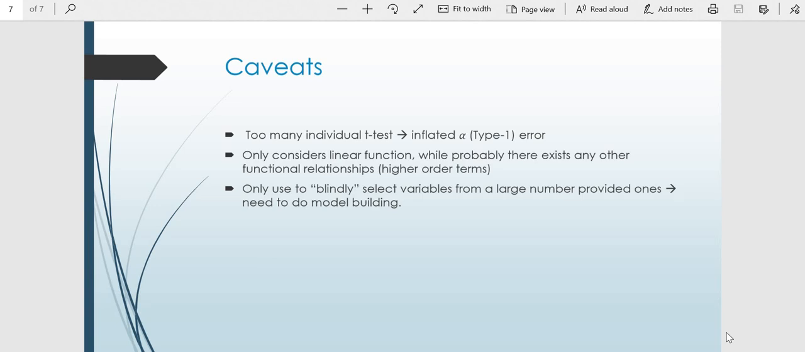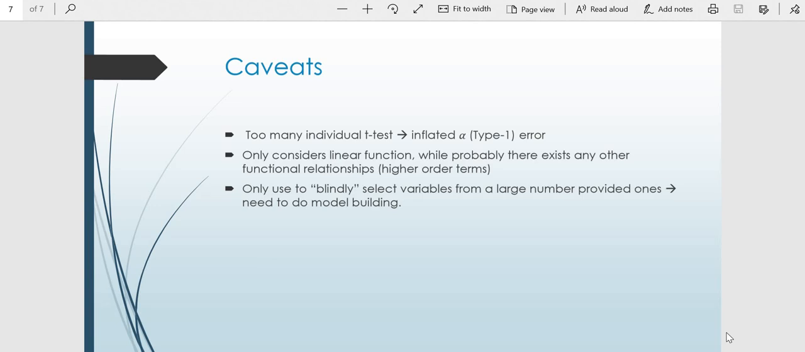stepwise procedure. They are like too many individual t-tests, so it might inflate the alpha or type 1 error, as well as actually the beta or the type 2 error. And also it considers only linear functions, while probably there exist other functional relationships, for example, interaction terms or higher order terms that are not considered in the model.